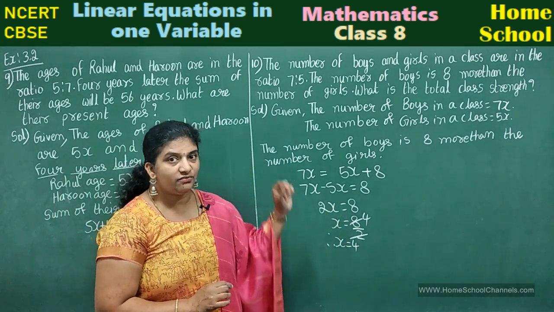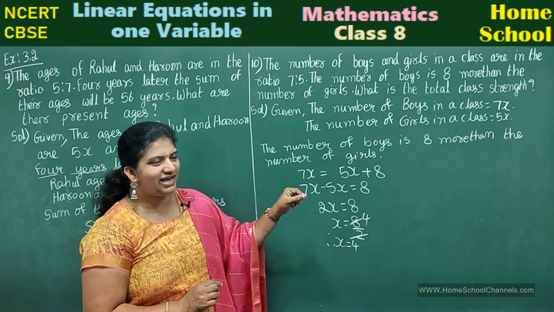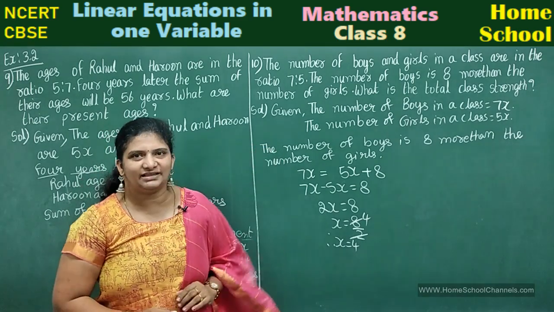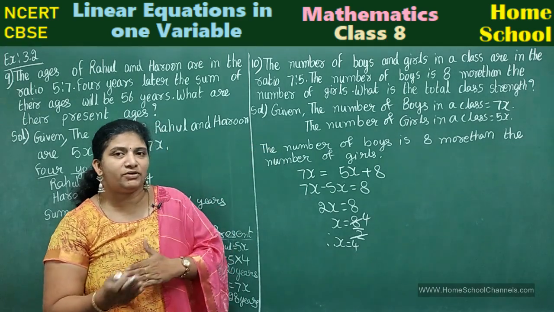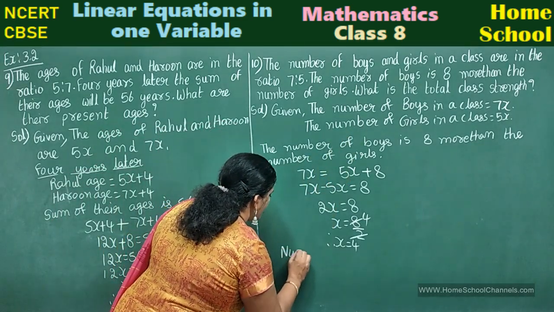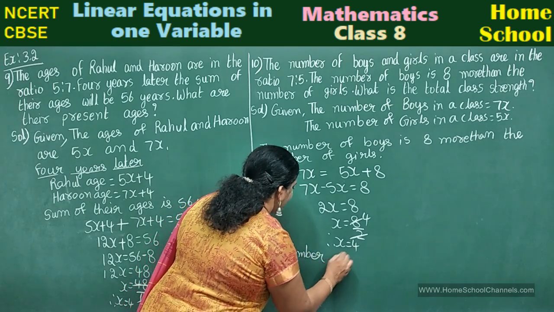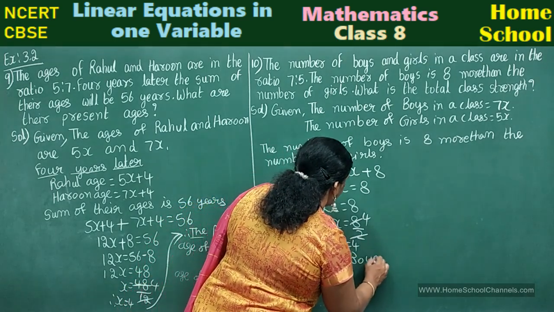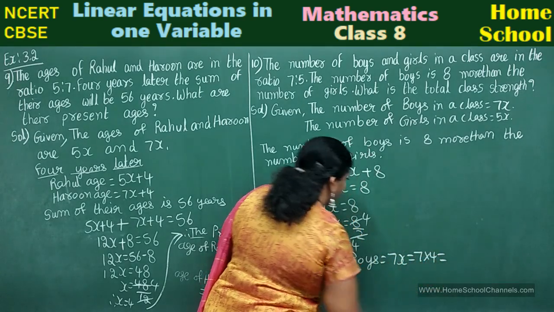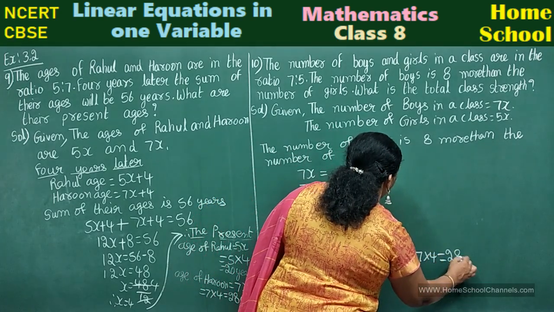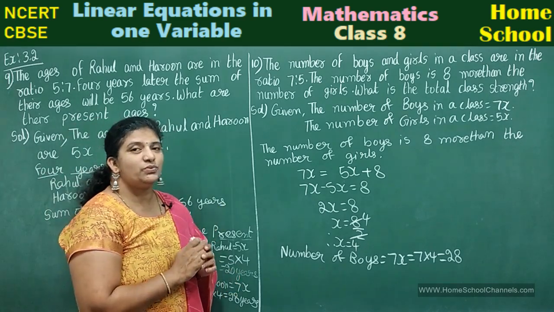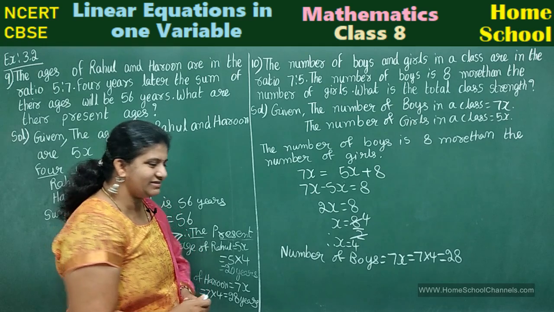If we know x, we can find how many boys and girls are there in a class. But the question is, find the total class strength: number of boys plus number of girls. Now first we will find number of boys. Number of boys is equal to 7x. Substitute x value here, 7 into 4. 7 fours are 28. Total how many boys are there in the class? 28 boys are there in the class.